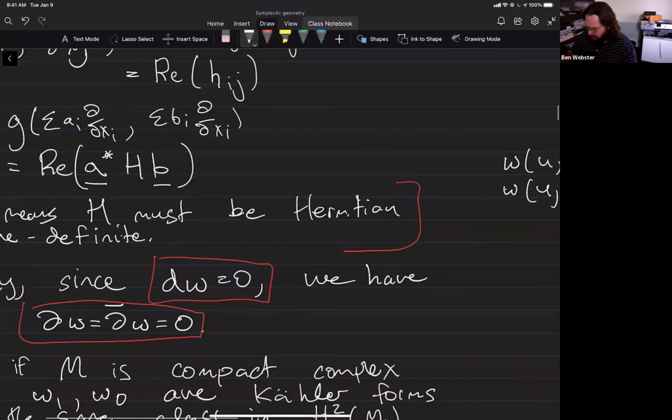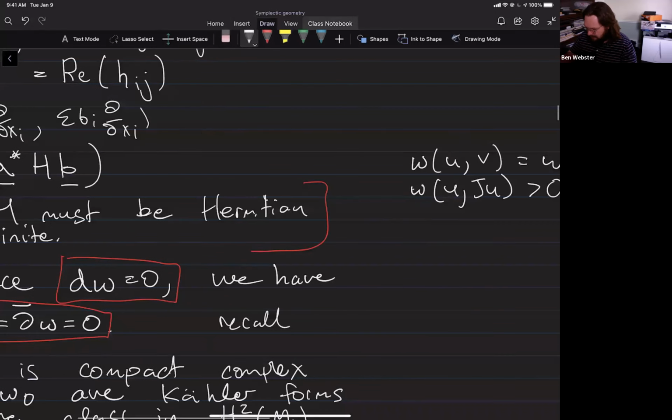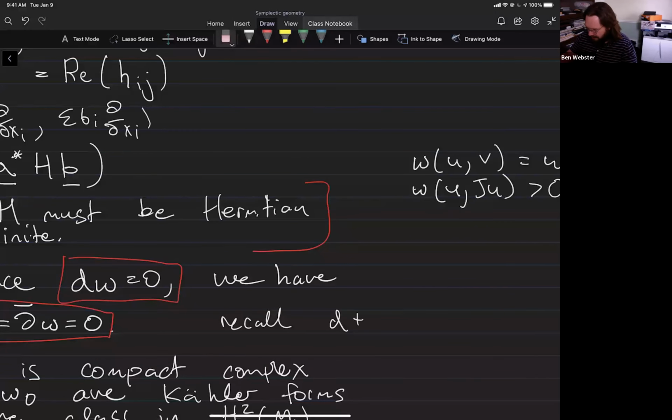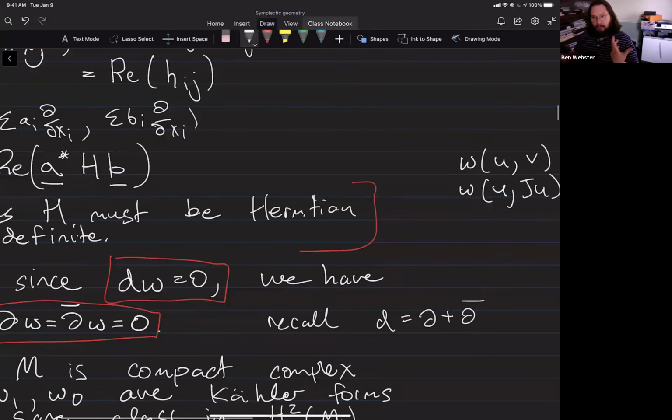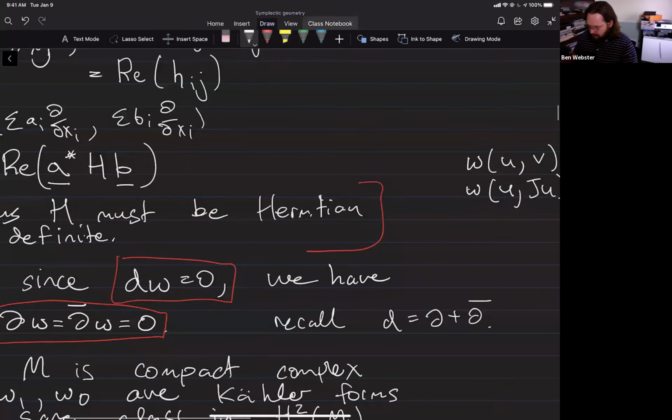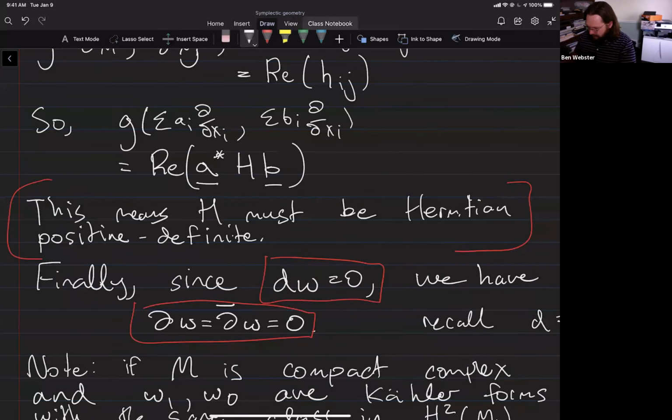Let me just recall that because we're on an honest complex manifold, we do have that d is equal to del plus del bar. So if del and del bar are both 0, then the exterior derivative is 0, and if the exterior derivative is 0, then del and del bar are just components of it, so those are 0 as well. So this is the picture we want to have if we have a Kähler metric.